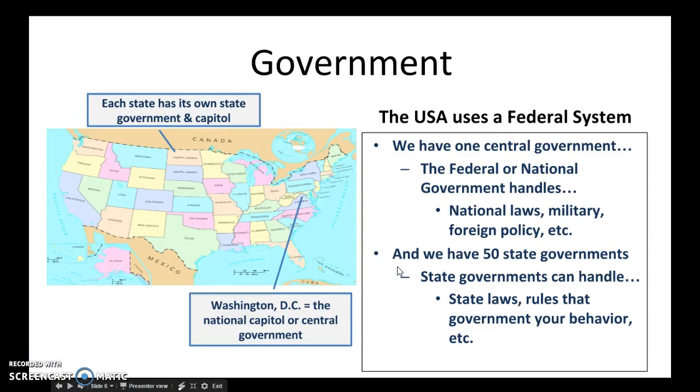Okay, and here's your answer. The United States uses a federal system. Think about the fact that the United States is actually divided down into 50 states. Each one of those states has their own government that sets the laws for that state. But on top of all of those 50 state governments, we have a national government or a federal government that handles national laws and national affairs. We use a federal system of government in the United States.